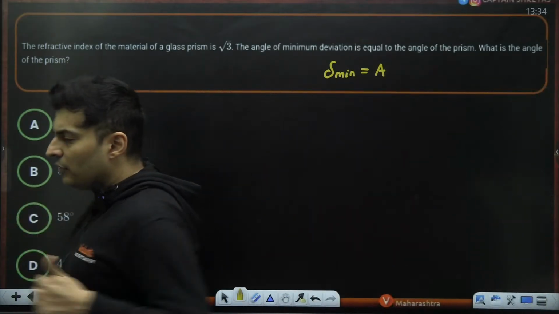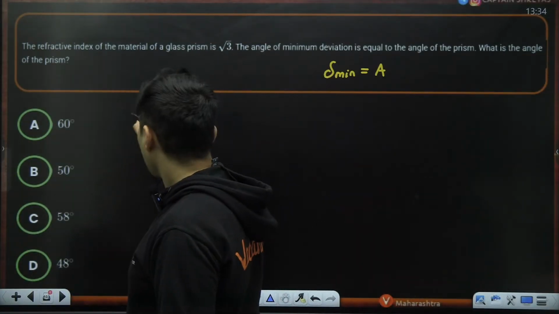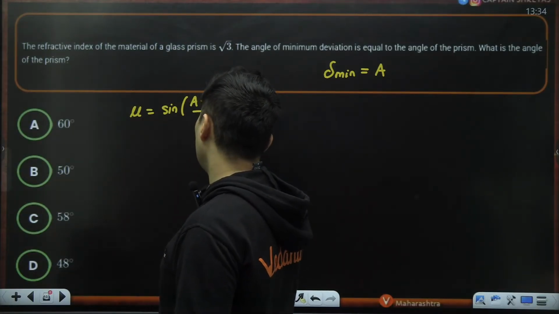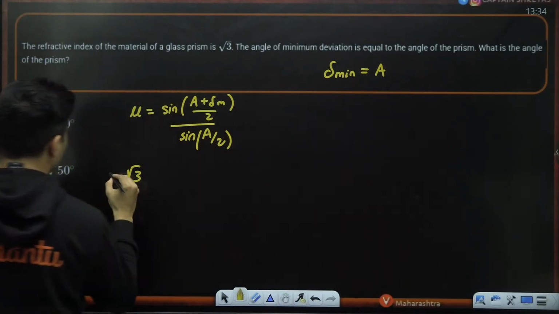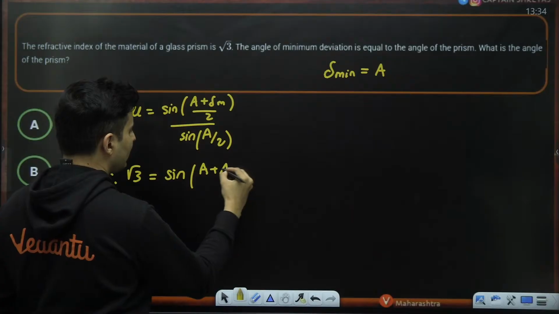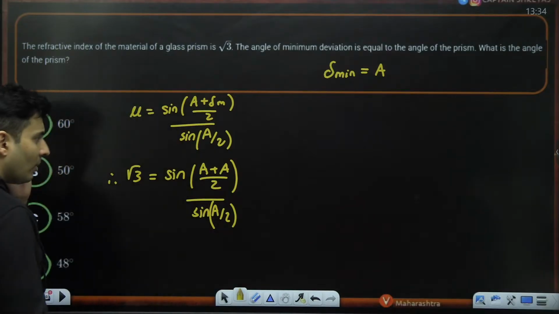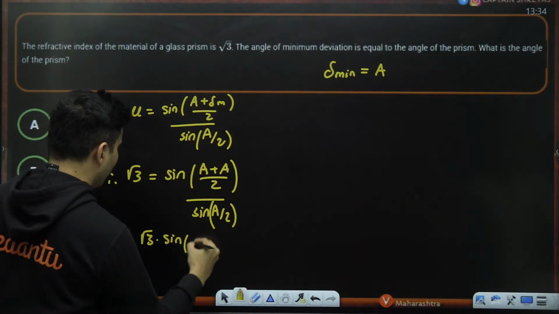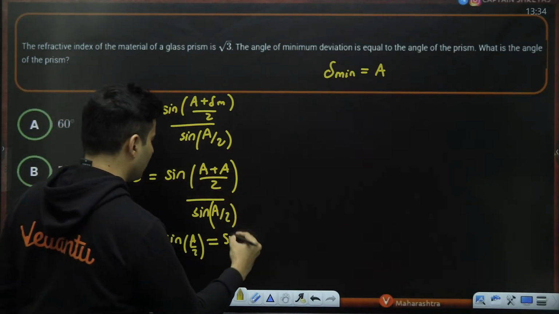Is there a formula related to delta minimum, A and refractive index? Yes, there is. Mu is equal to sine of (A plus delta minimum) by 2, whole thing divided by sine of A by 2. That's the formula. Refractive index is root 3. Angle of prism is the same as delta minimum. So A plus A, I can just replace it, divided by sine of A by 2. Let's see what we get. So take it on the other side. Root 3 into sine of A by 2 is equal to sine of (A plus A) by 2, 2 cancels. So this will be nothing but sine of A.